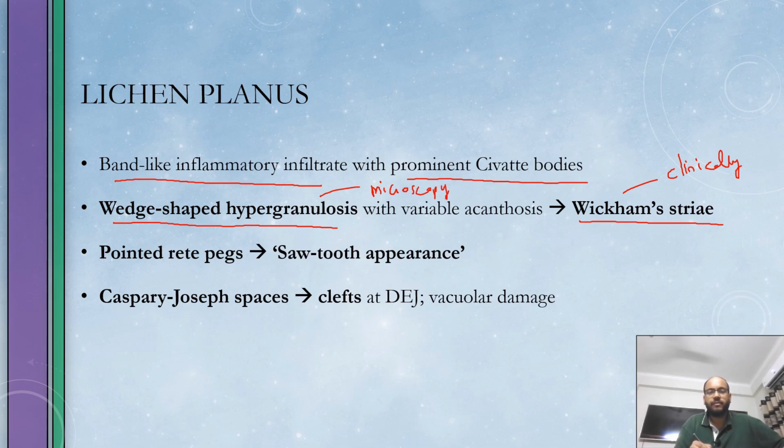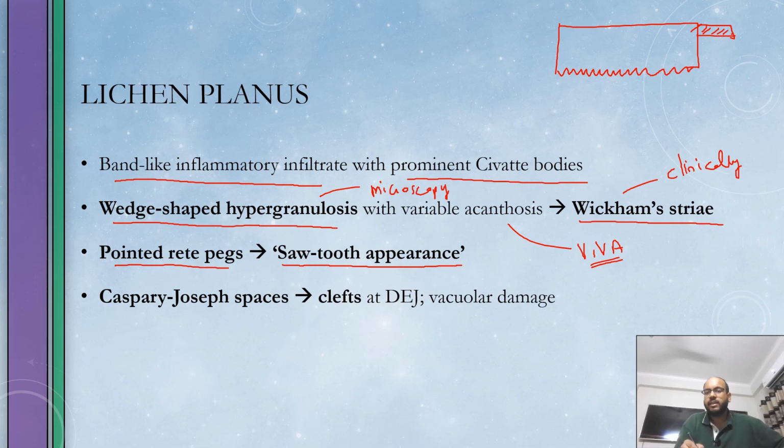And this is a very important viva question. It has been asked countless times, at least when I was a resident. The rete ridges become pointed, and that is called the sawtooth appearance. So, for example, if you have a saw that we usually use in cutting or chopping wood, and you see that the edge has serrations, the rete ridges look like this, the sawtooth appearance. So that is known as the sawtooth appearance. You have Caspary-Joseph spaces or the Max Joseph spaces, which are clefts seen at the dermoepidermal junction. And that is because of vacuolar damage.